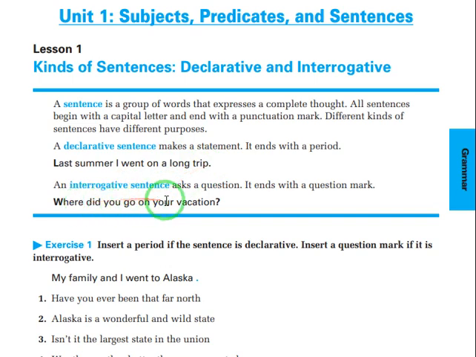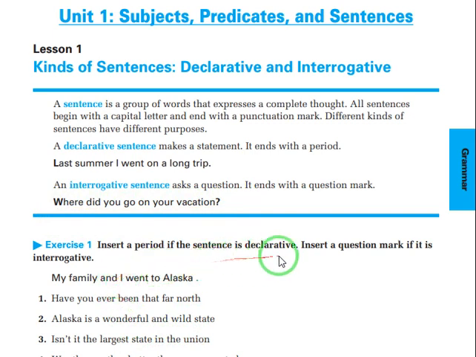The interrogative sentence is a sentence that asks a question. Interrogative comes from interrogate, which is ask. It ends with a question mark. Where did you go on your vacation? Question mark. Here, we need someone to answer us. This is what an interrogative sentence is or does.